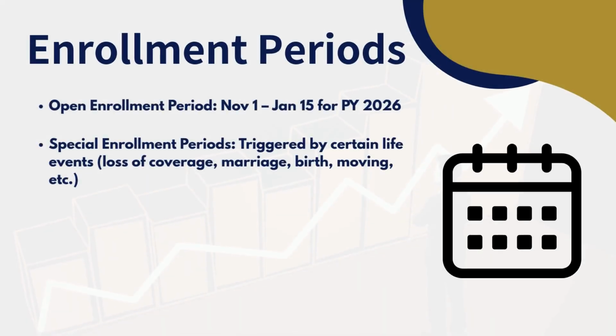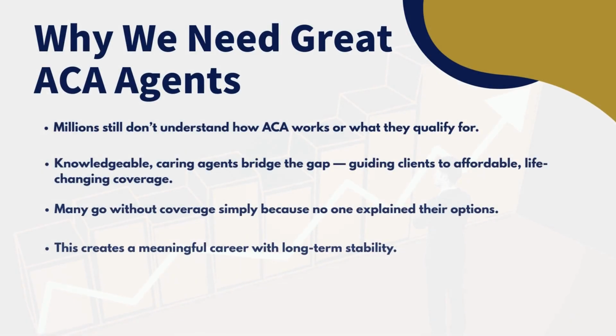The ACA has two main types of enrollment periods. First is open enrollment, which runs from November 1st through January 15th for plan year 2026. During this window, anyone can enroll in or make changes to their coverage for the upcoming year. The second is a special enrollment period, which is available year-round if someone experiences a qualifying life event. Examples include losing other coverage, getting married, having a baby, or moving to a new state. Understanding these windows is critical. Missing them could mean a client has to wait until the next open enrollment, unless they qualify for a special enrollment period.